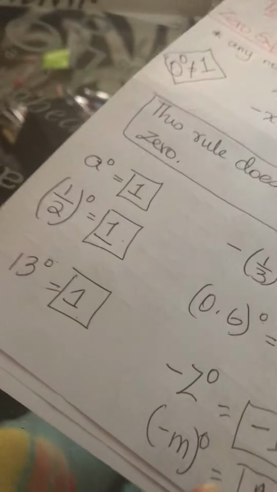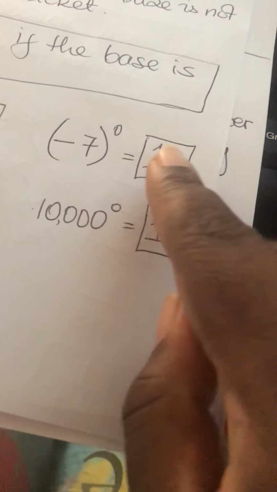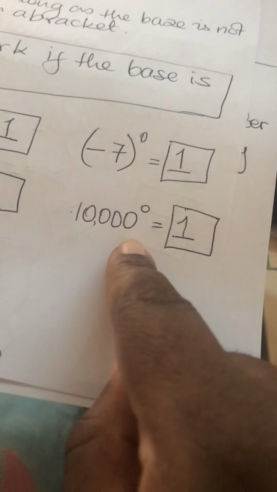So we did the same. So here is a variable, and this is just a value. So this is a variable, and this is a number. So there's no difference. The answer is that. And then you have 10,000 raised to the 0th power. The answer is 1.